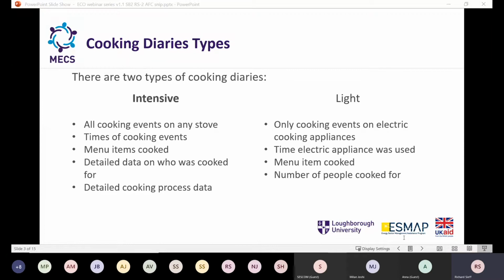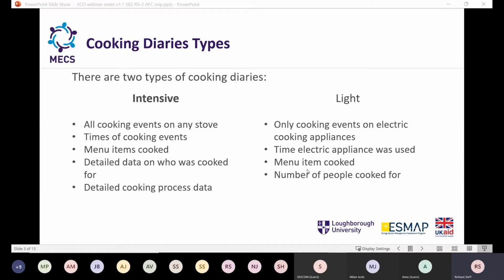There are 2 types of cooking diary that we have developed and used successfully in previous research projects. The first is the intensive cooking diary. Every heating event that occurs, regardless of what appliance is used, is recorded in fine detail. This includes the times of dishes and the start and end time of cooking, what was cooked and who was cooked for. It also has detailed cooking process data, what utensils were used, if a lid was used, or if food was reheated, for example.